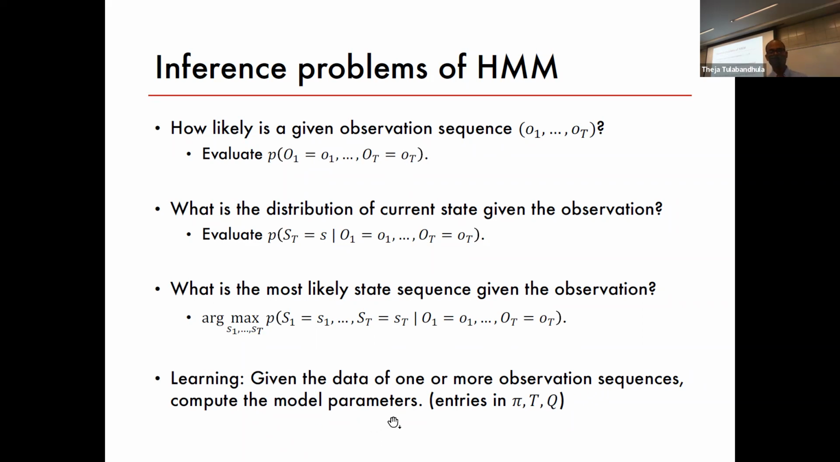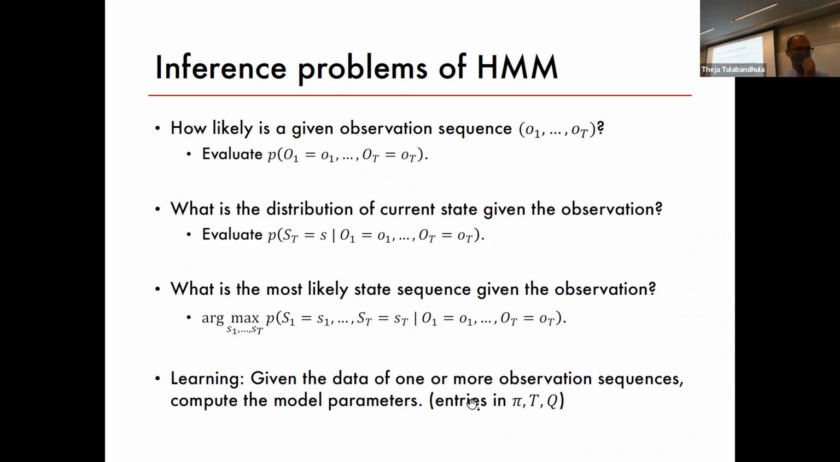What are the model parameters? Of course you need to say what the number of states is and what the number of observations is, and then you say there are three sets of parameters: the pi, t, and q. How do I learn them given the observation sequences? Towards the end, I'll briefly mention that, but this learning problem itself is super complicated.